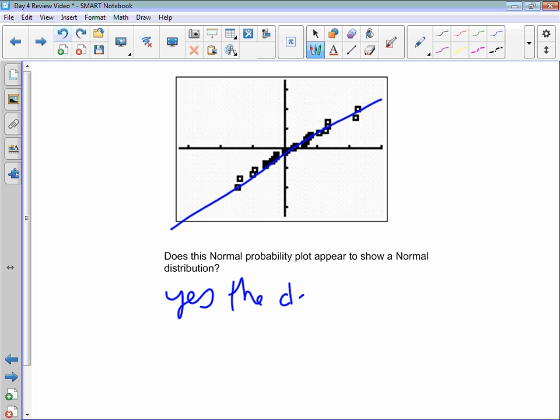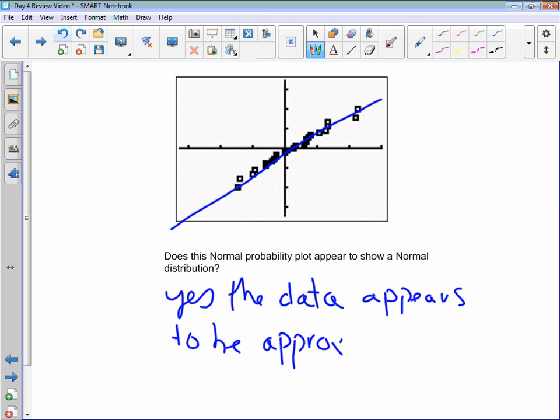the data appears to be approximately normal. We never call a data set normal. We always call it approximately normal, because in real life, true data is never perfectly normal.